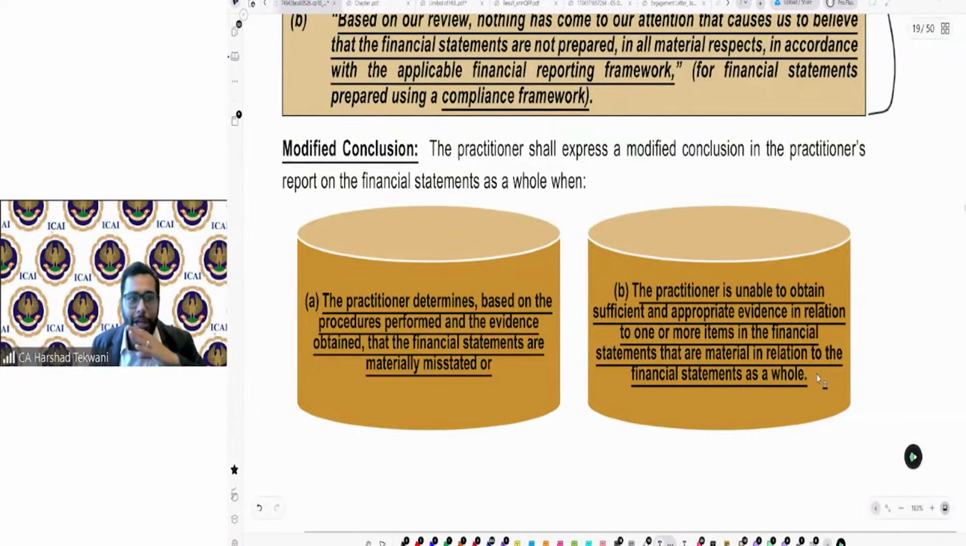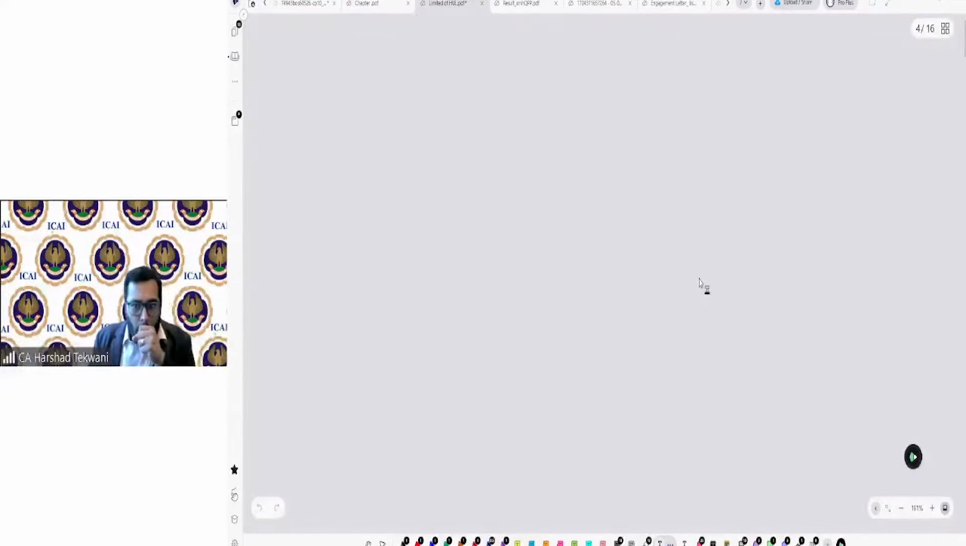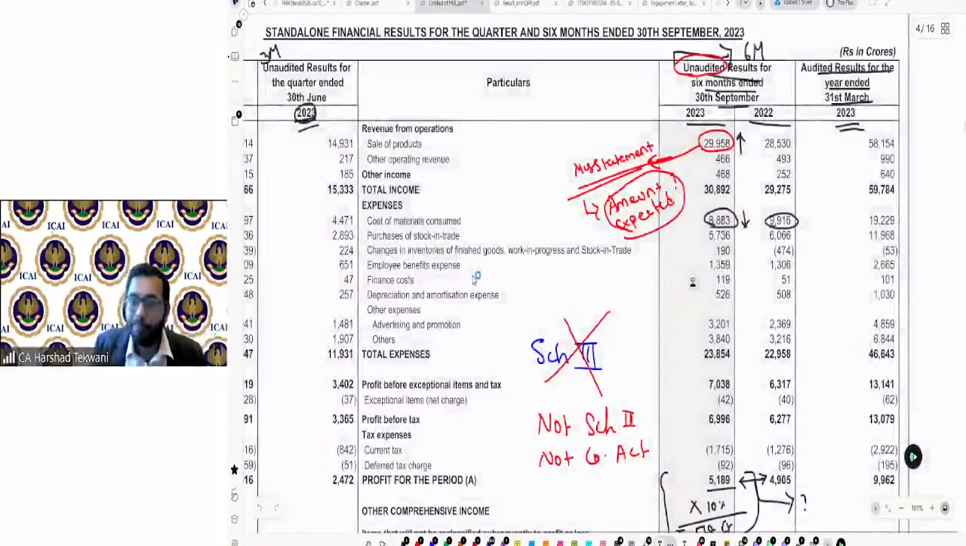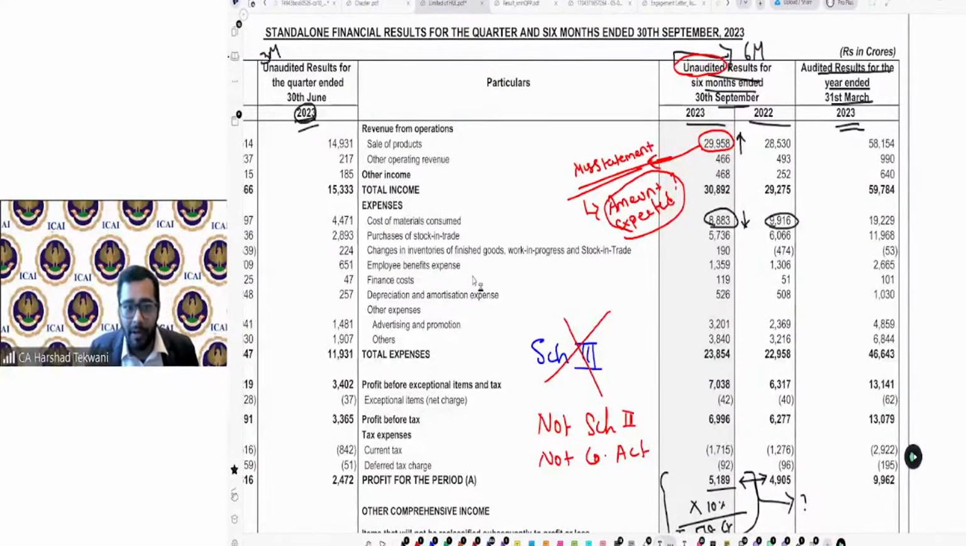It means I'm not able to get any evidence with respect to cost of material consumed. When I asked management to please provide me the breakup, management doesn't have any breakup. I asked management to share the reason why there's a decrease when there's an increase in sale of product. They don't have any information available. Again, this is a hypothetical example, not a real case. I'm just talking hypothetically. Now, don't go there and say that this particular financial statement contains material misstatement. No.